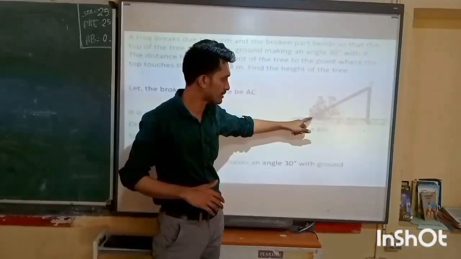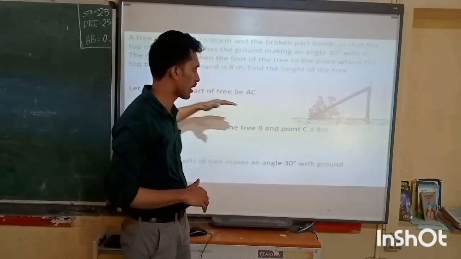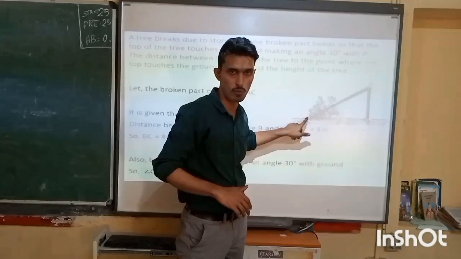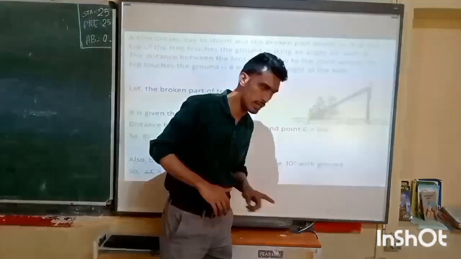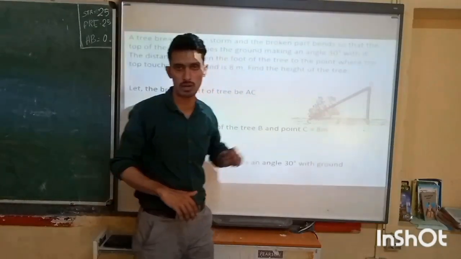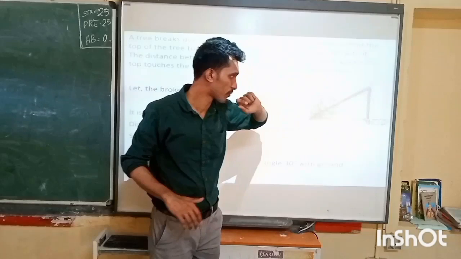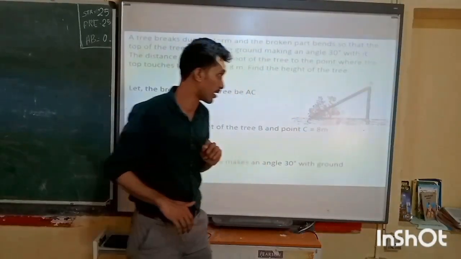We can see a figure here which is given. So that tree has fallen and it is touching the ground, right? So there is a specific angle which is formed in between the tree and the ground level, and that angle is given as 30 degrees from the question itself. So 30 degrees has been marked here.